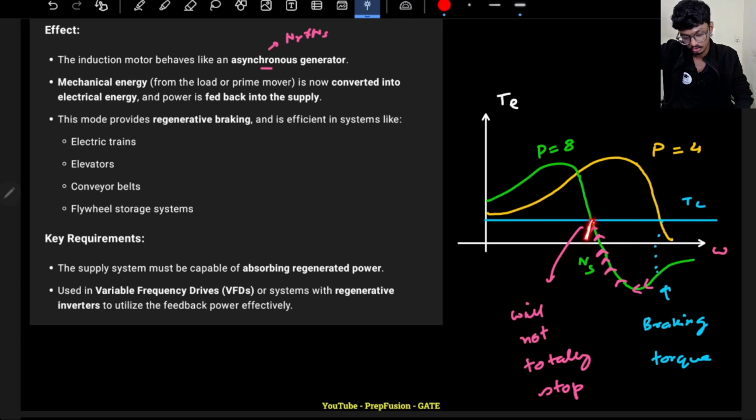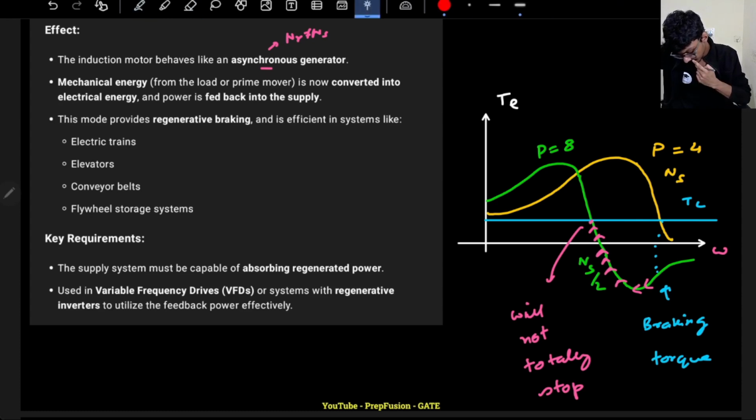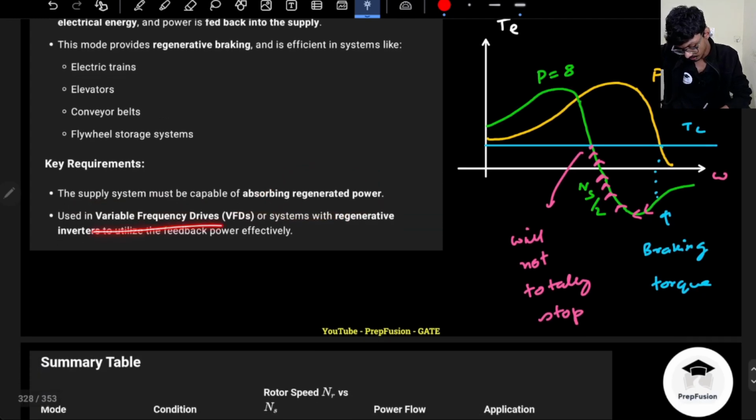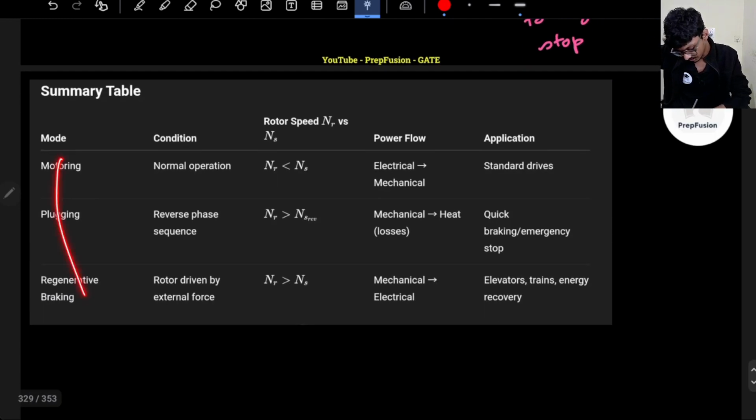Here it does not stop totally. This will be ns by 2, and here the synchronous speed will be ns only. But the supply system must be capable of absorbing this regenerated power, else we will not be able to use this. It is used in variable frequency drives or systems in which regenerative inverters are used to utilize the power feedback. So these are the three operating modes.